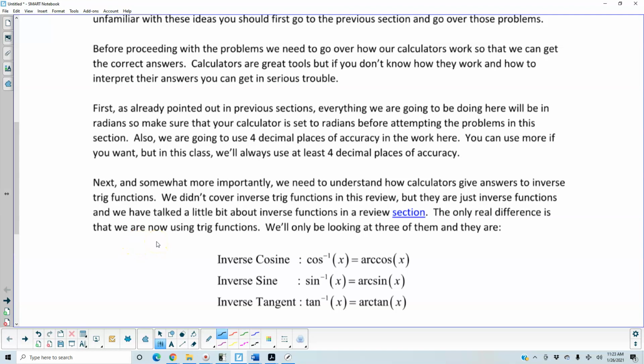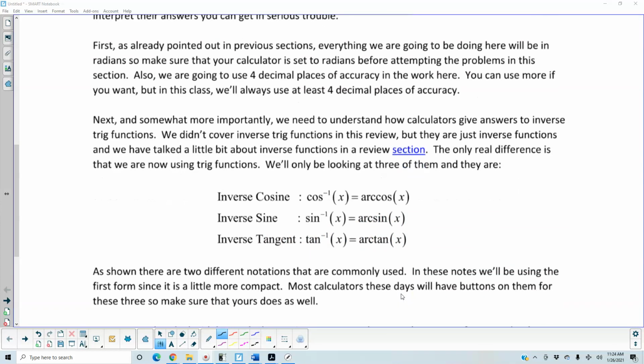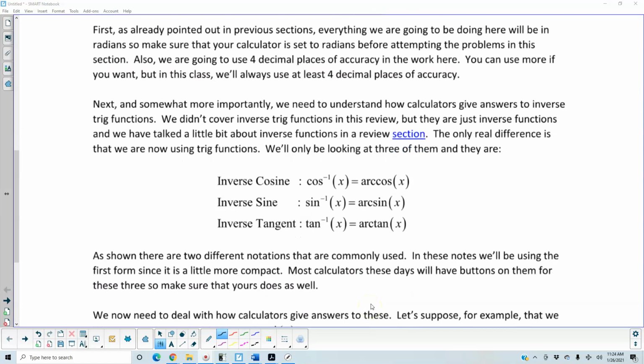We will only be looking at 3 of them, and they are inverse cosine. So cosine inverse of x is the same thing as arc cosine of x. Inverse sine, sine inverse of x, is the same as arc sine of x. And inverse tangent, tangent inverse of x, is the same as arc tangent of x. Now, as shown, there are 2 different notations that are commonly used. In these notes, we'll be using the first form since it is a little more compact. Most calculators these days will have buttons on them for these 3, so make sure that yours does as well.